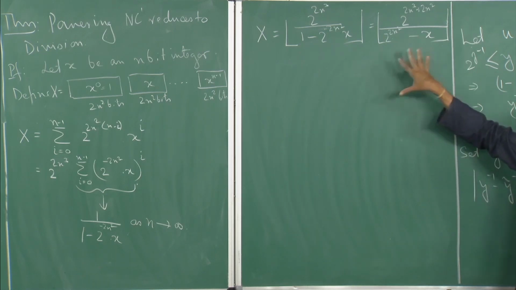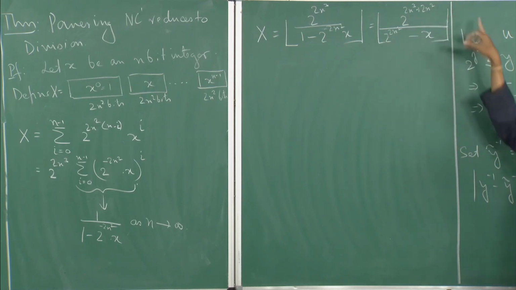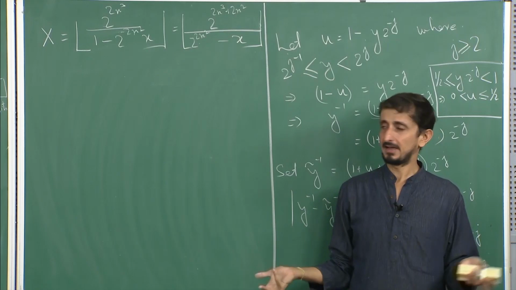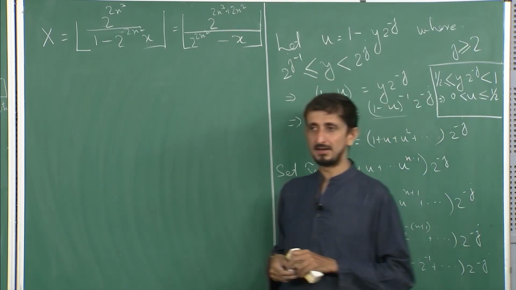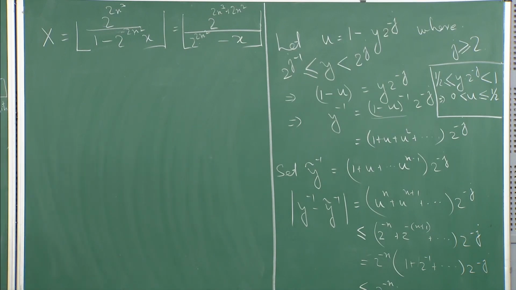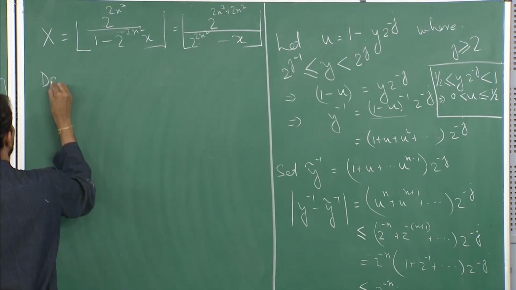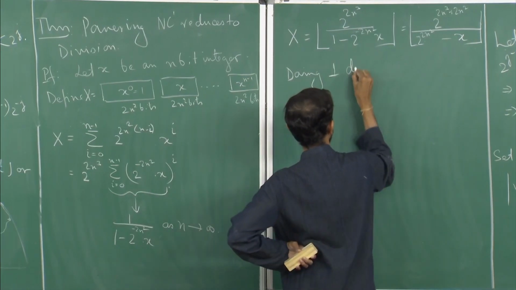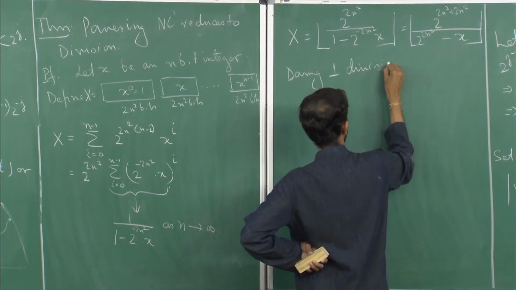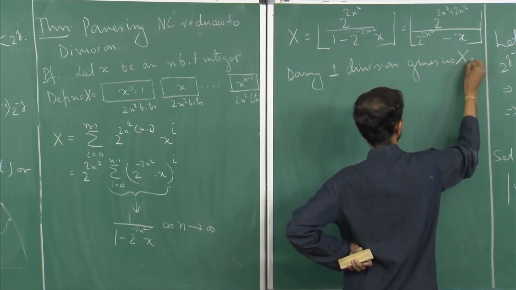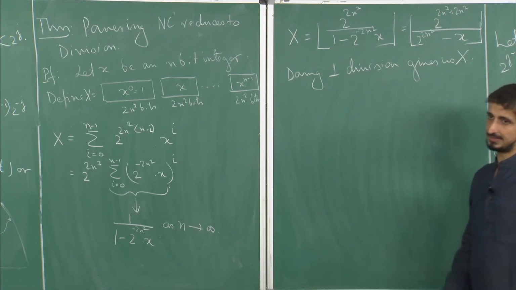So what do I have here? Given x, I just have to compute one division, take the floor of it, and that's it. I get the value of all the powers. Okay. So doing one division gives us x.